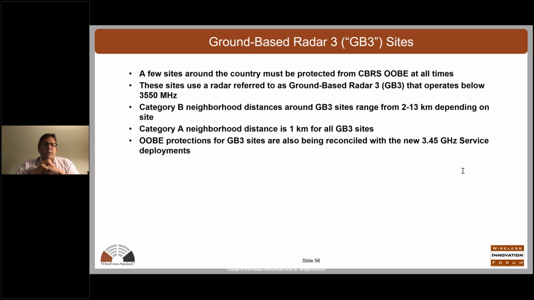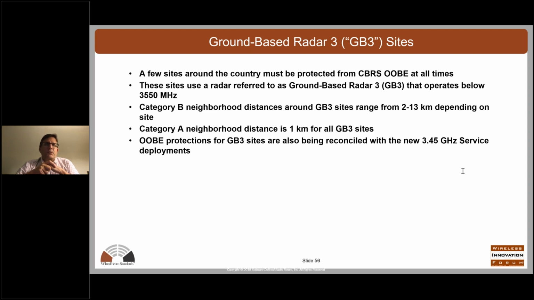The category B neighborhood distances around GB3 sites are pretty small. They range from about 2 to 13 kilometers, depending on the site and also the particular CBRS channel you're on, because the out-of-band emissions go down the farther you are away from the 3550 megahertz border. The category A neighborhood distance is very small. It's a kilometer for all GB3 sites.